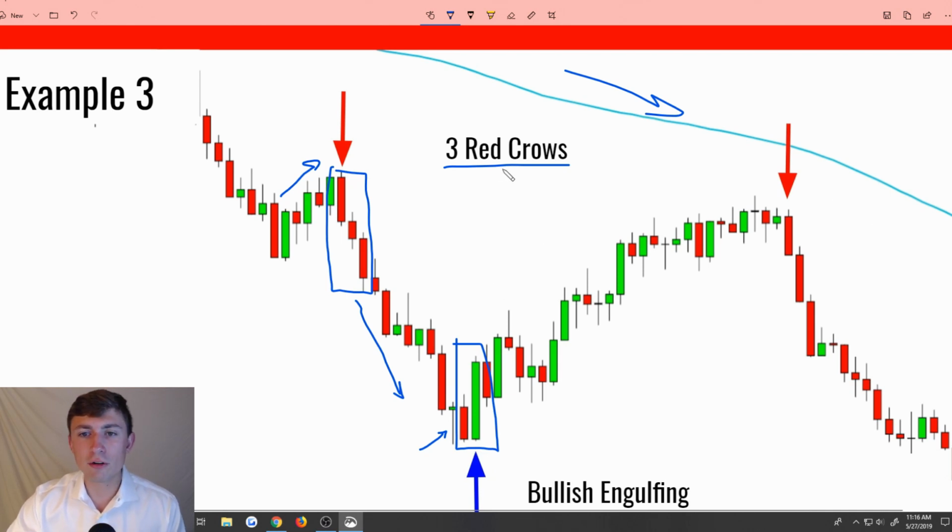Now, another black crow setup comes over here, right? We have 3 black crows right here as well. So we got a minor retracement in this overall trend. We had a pullback and we found 3 black crows printing there, which showed some continuation to the downside.